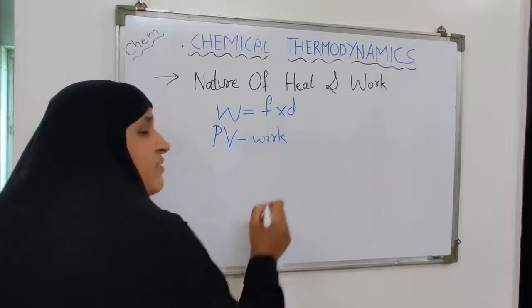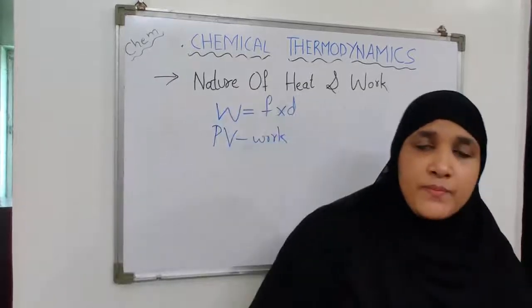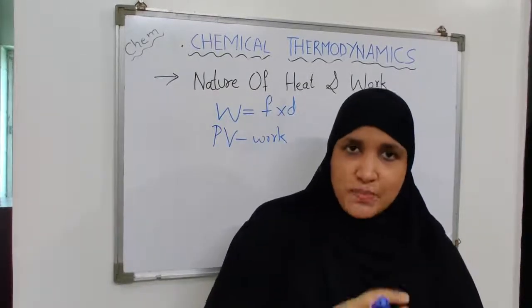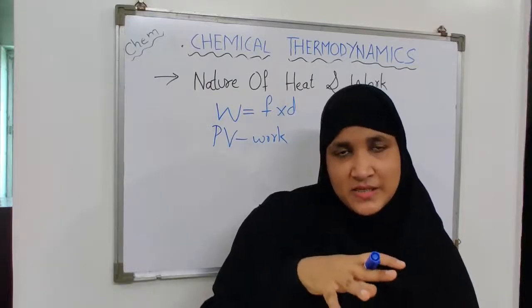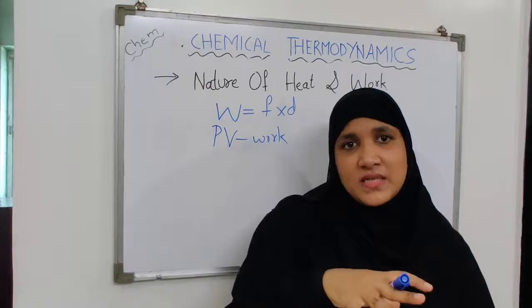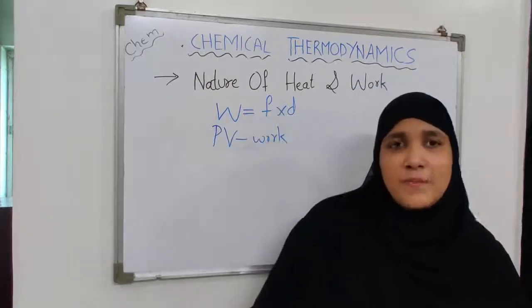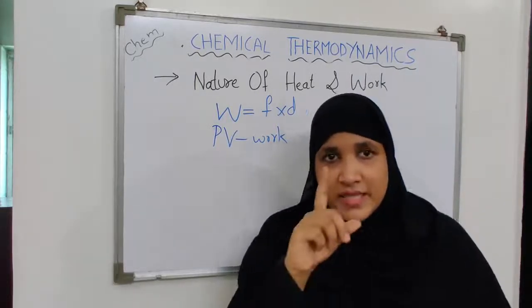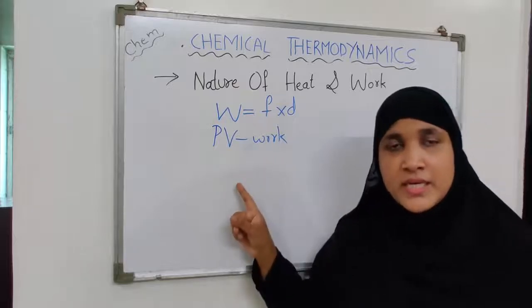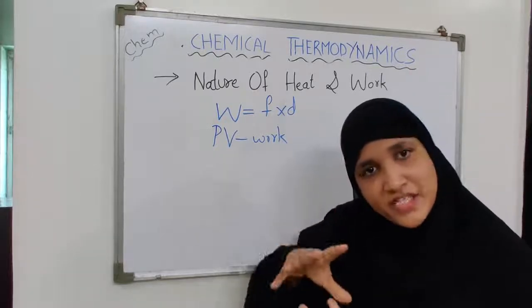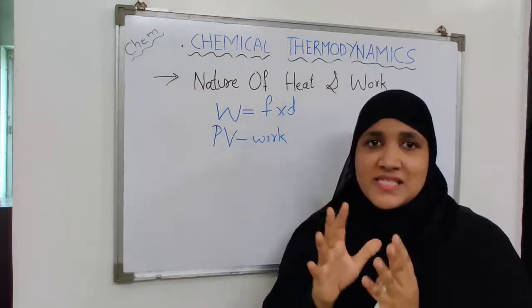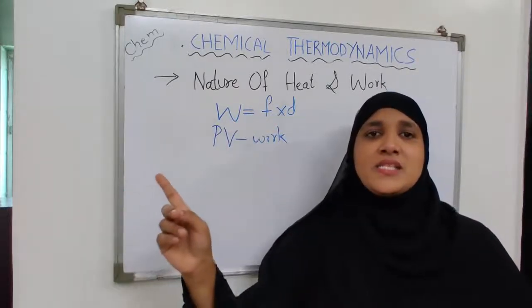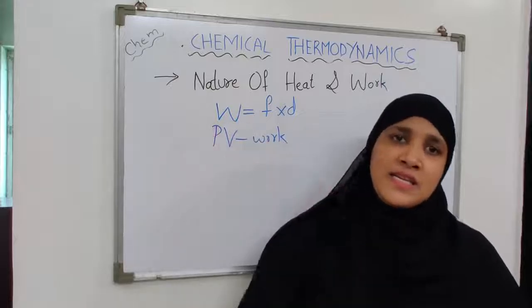Now what is this PV work? The pressure-volume type of work is the work of expansion or contraction of a gaseous system against the external opposing force. So in thermodynamics, the work is the work of expansion or contraction of a system against the external force, that is, external pressure.